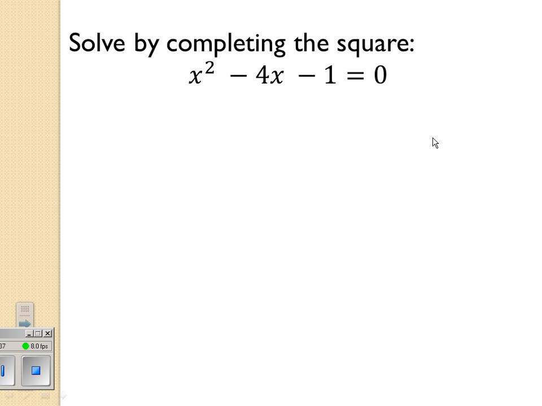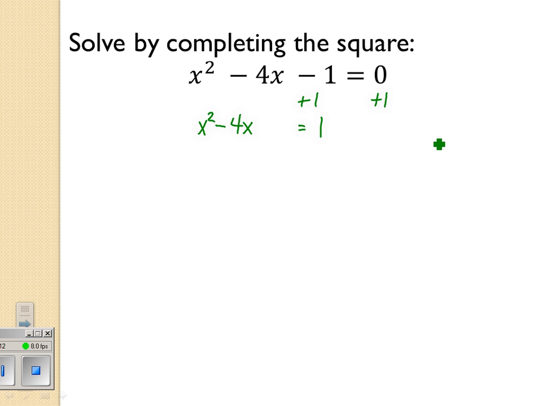So solve by completing the square: x squared minus 4x minus 1. Now notice that this one, if we didn't do something different to it, would not be an easily factorable situation. So we can turn it into one of those by this process of completing the square. We were told that we needed to move our constant to the right-hand side. So adding 1 to both sides, we now have x squared minus 4x is equal to 1.